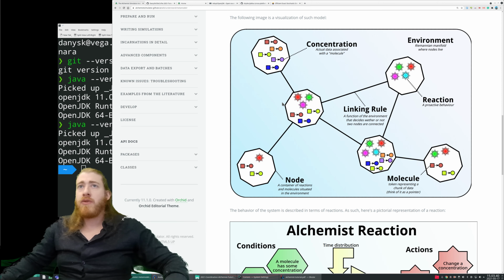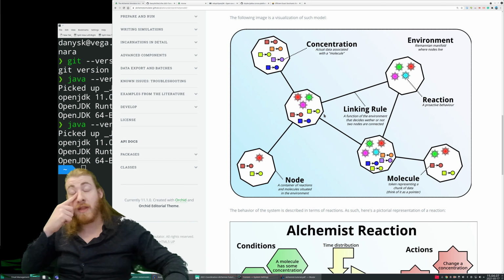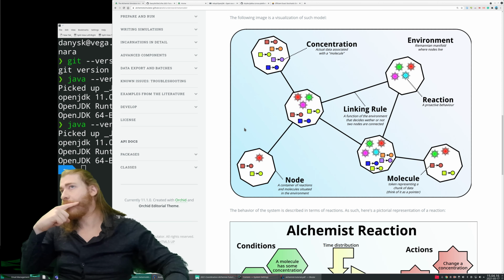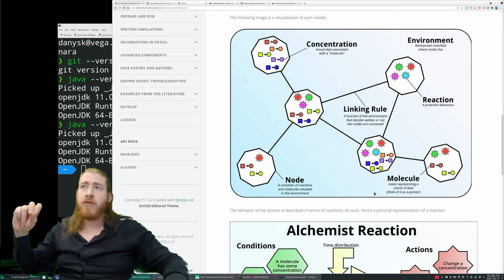The environment contains nodes. Nodes are linked together by a linking rule that basically associates the state of the environment and its node with the set of other nodes that are considered to be its neighbors. Currently, neighborhoods in Alchemist are bidirectional, so if some node A is a neighbor of B, then also B is a neighbor of A. This is something that we plan to relax in the future, but for now the relationship of neighborhood is symmetric.